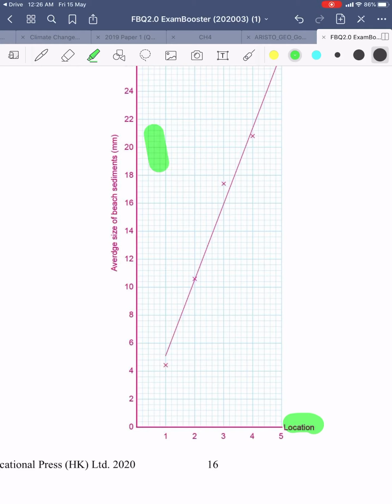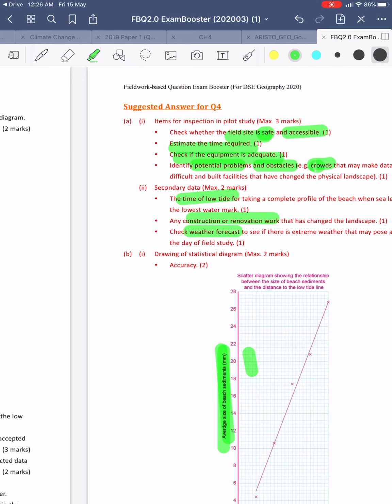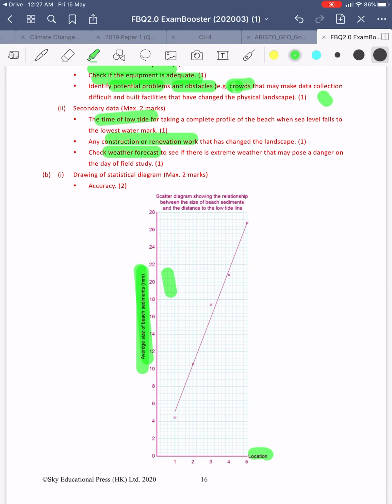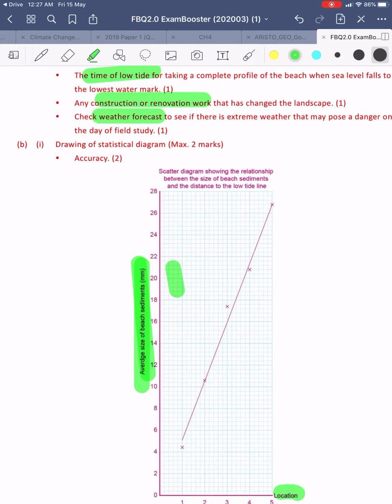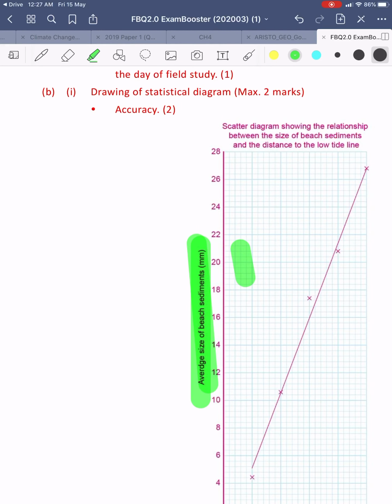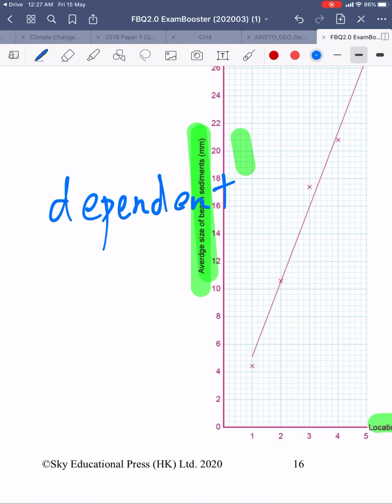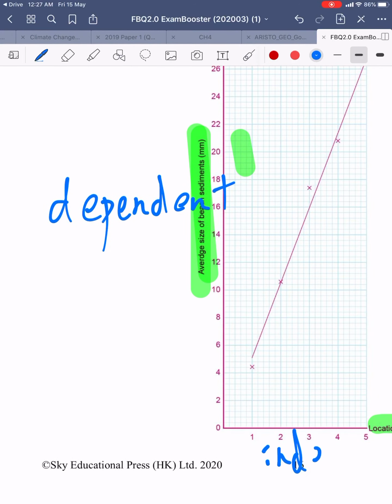And then for here, location, which is the distance from the coast, isn't it? I forget. Yeah, distance from the shoreline is the independent variable, and then the size of beach sediment is the dependent variable. Always bear in mind, dependent variable is on this side, and independent variable on this side. Be careful.